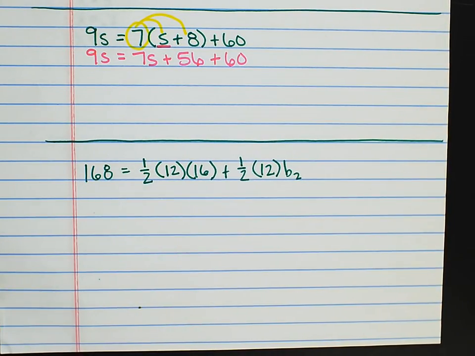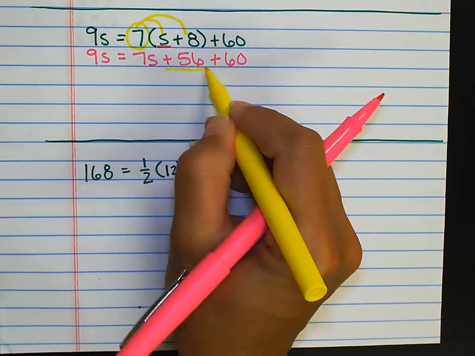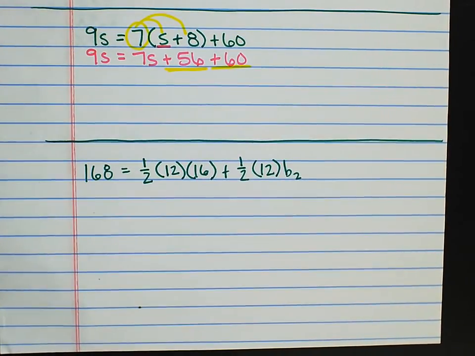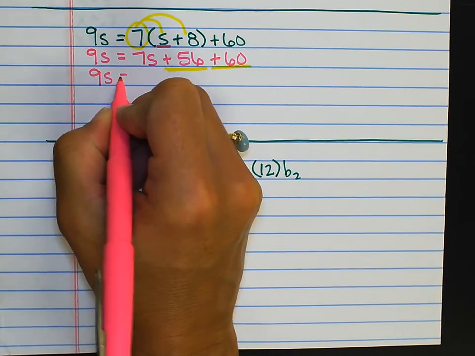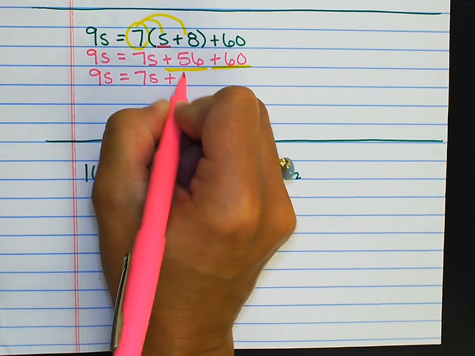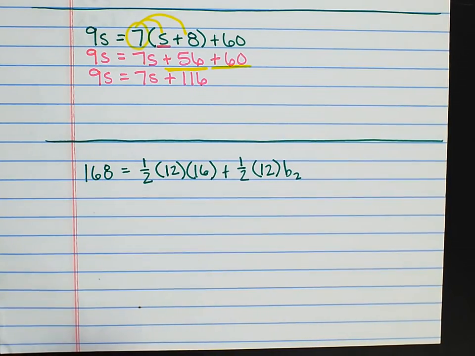So am I completely simplified now? Not quite. I have like terms here. I have a 56 plus 60 that I can combine. So 9s equals 7s plus 116. All right, looks like I have everything simplified.